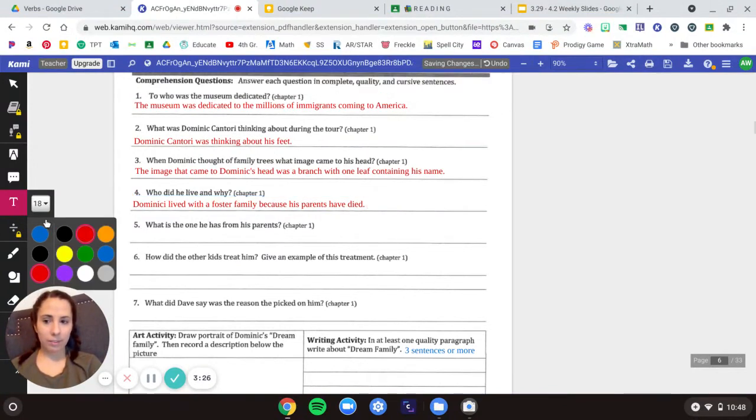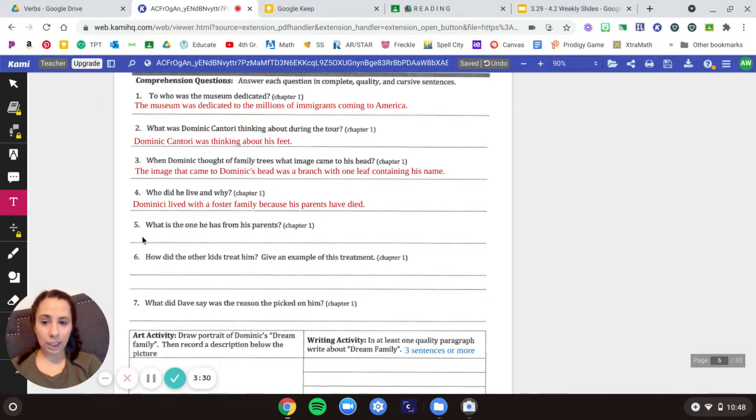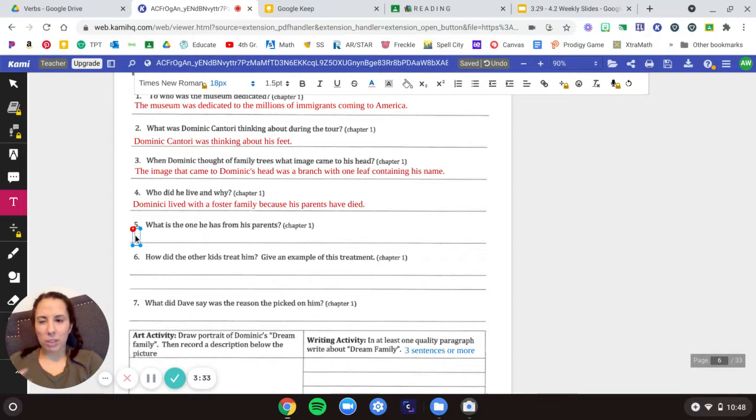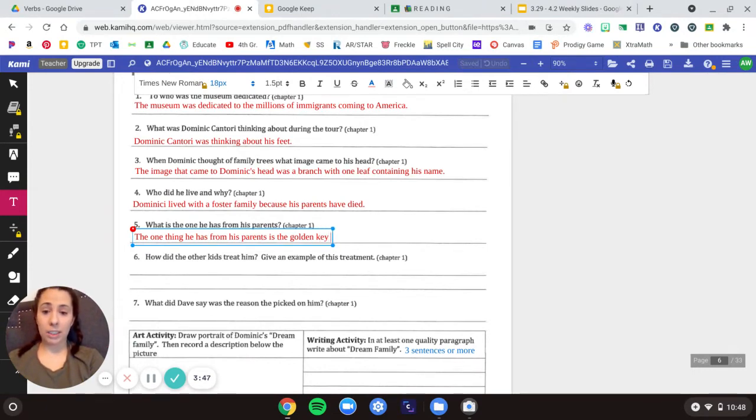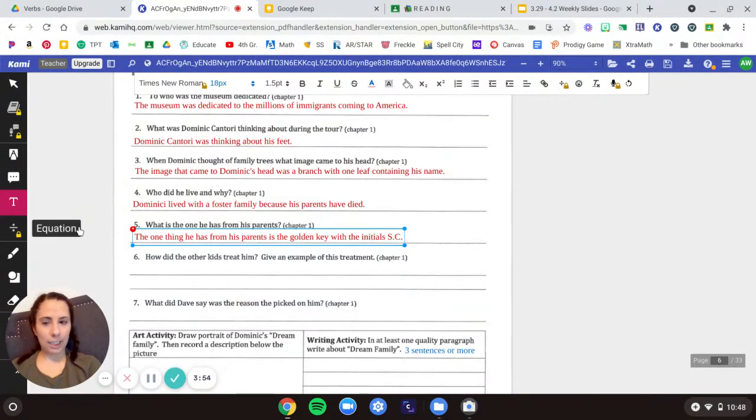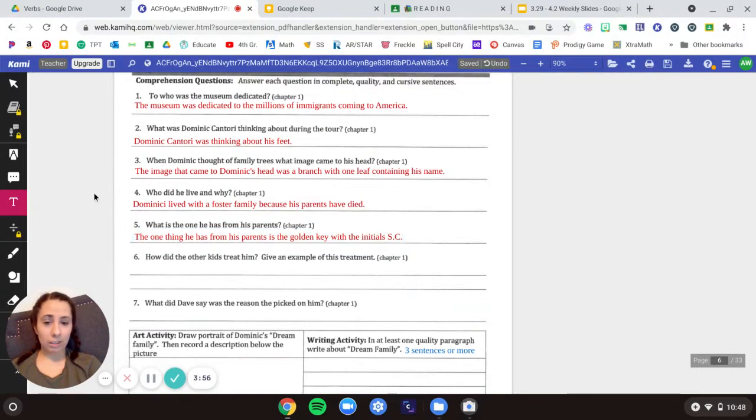Look at that. Grammar's all around us. So what is the one thing he has from his parents? What does he have from his parents? The one thing he has from his parents is the golden key. You might have even said the golden key with the initials SC. Do you remember what the SC stands for? Dominic thinks it stands for Sal Cantori, which was his dad.